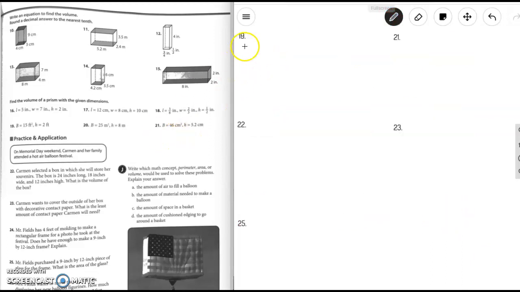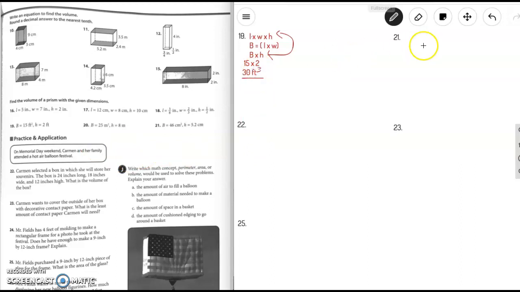Number 19, length times width times height again. So this time it gives us the base. But remember, the base is length times width. So length times width, or we can just do base times height. That's the same thing as that formula, all right? So the base is what? 15 feet squared. And what's the height? 2. 15 times 2, ladies and gentlemen, is 30 feet cubed.